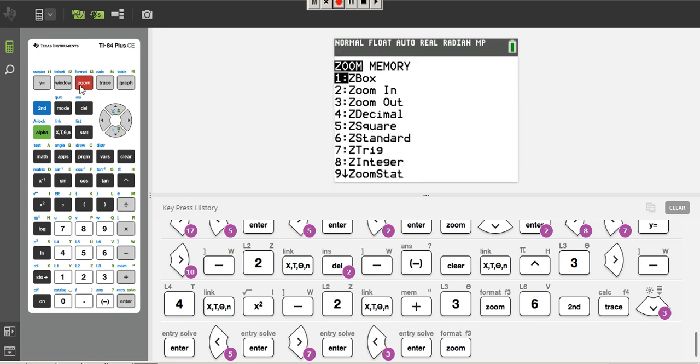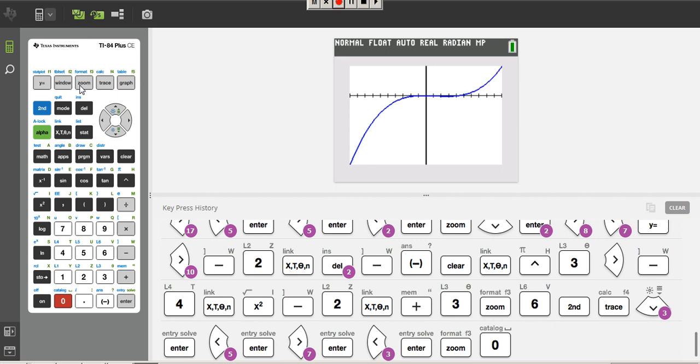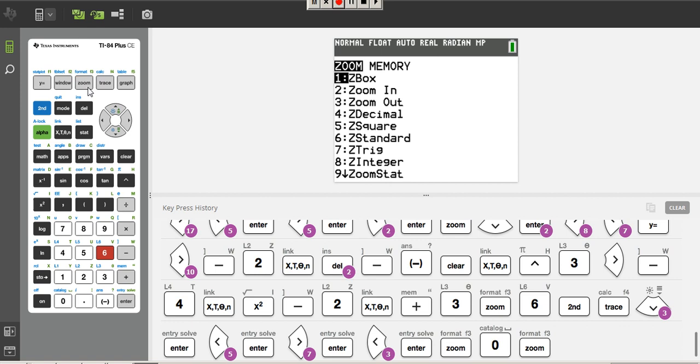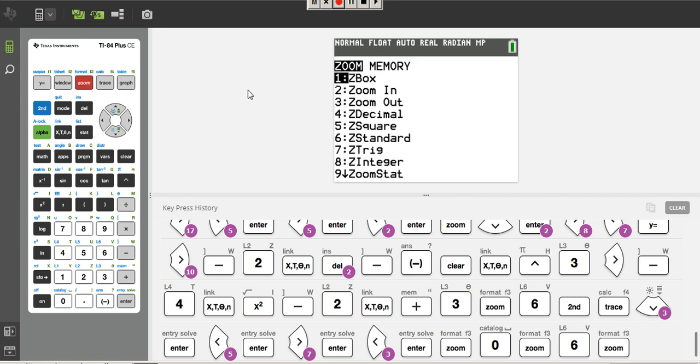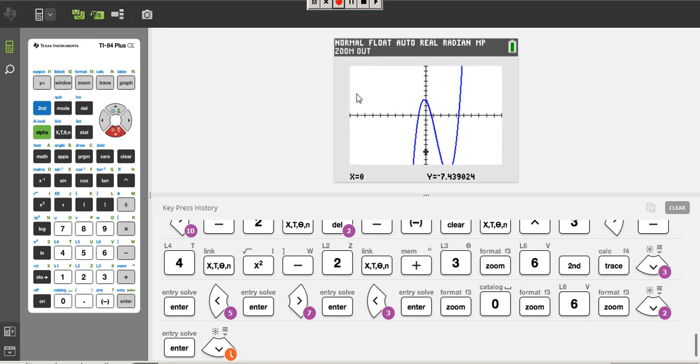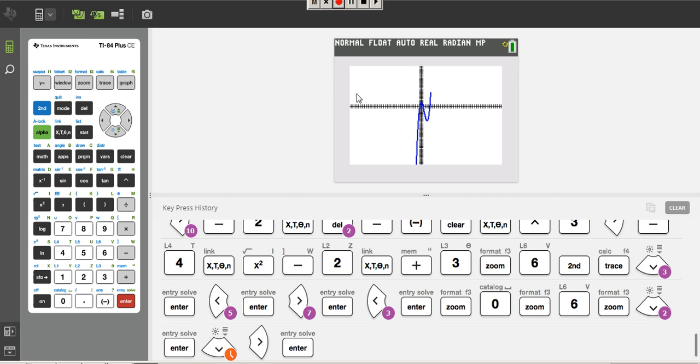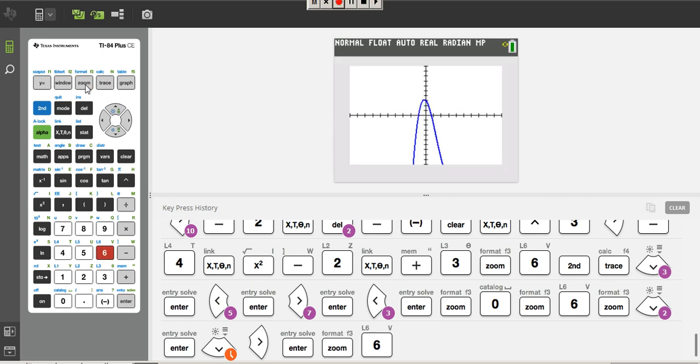So let's fix the graph. Let's go to zoom fit. That's actually, I think we had a better graph before. Zoom standard was better. Okay, and then this min is a little bit downward, so I'm going to zoom out just a little bit so I can see this better. So I'm going to go down here, zoom out, and nope, that was not good either. Sometimes you have to play around with this.